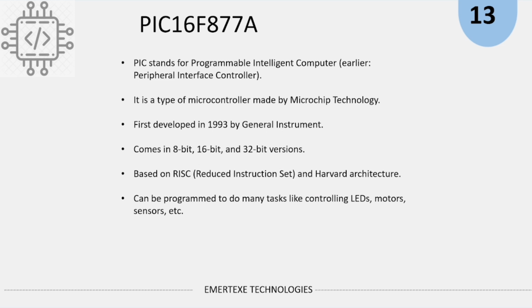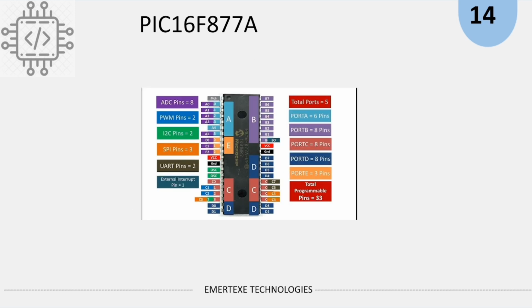PIC16F877A microcontroller. PIC stands for Programmable Intelligent Computer. Earlier it was known as Peripheral Interface Controller. It is a type of microcontroller made by Microchip Technology, first developed in 1993 by General Instrument. It comes in 8-bit, 16-bit and 32-bit versions. It is based on RISC, Reduced Instruction Set, and Harvard architecture. It can be programmed to do many tasks like controlling LEDs, motors, sensors, etc.